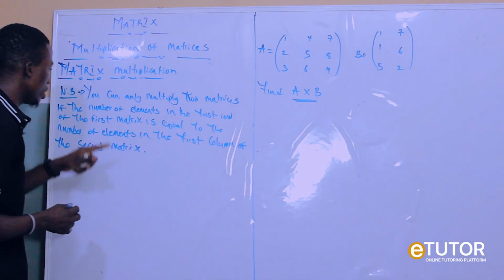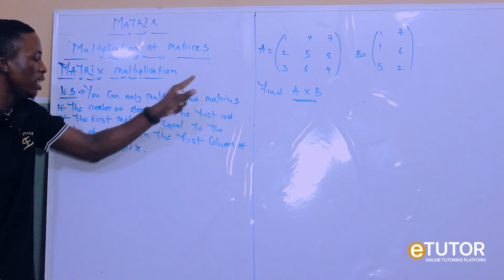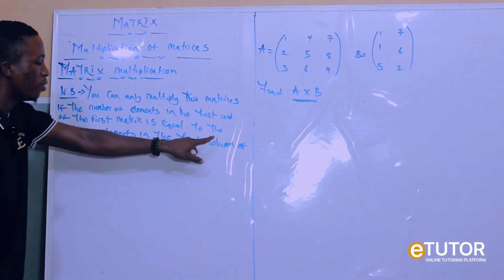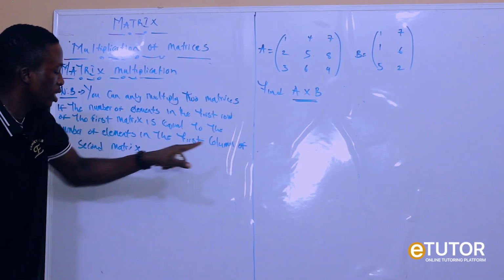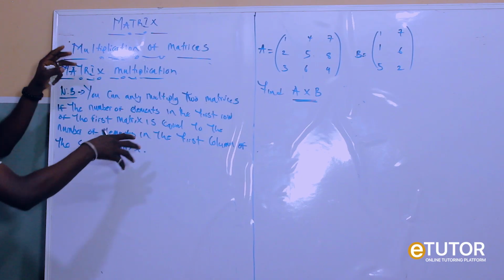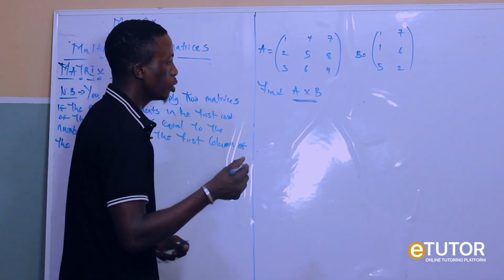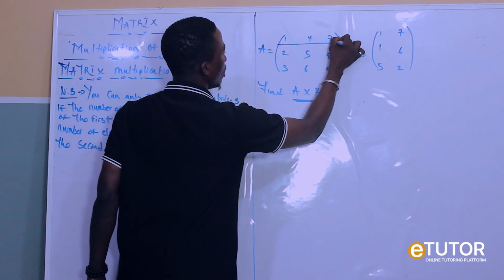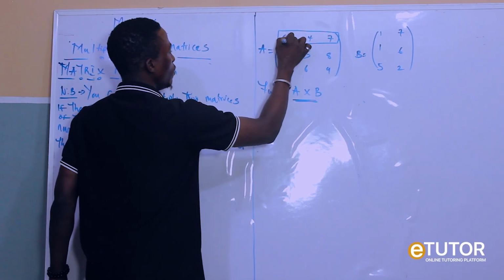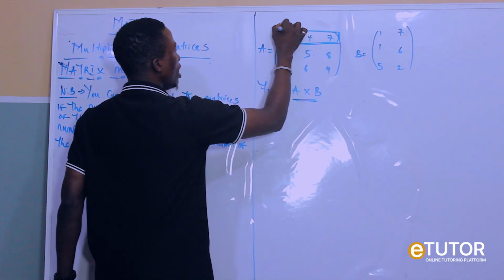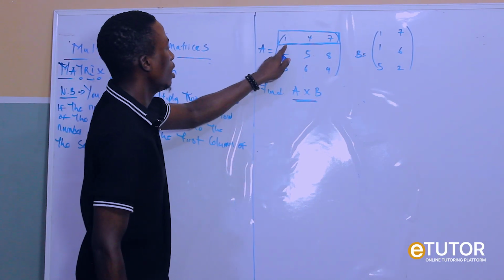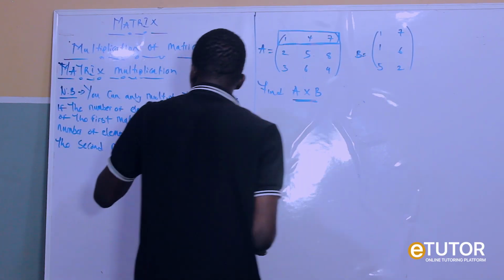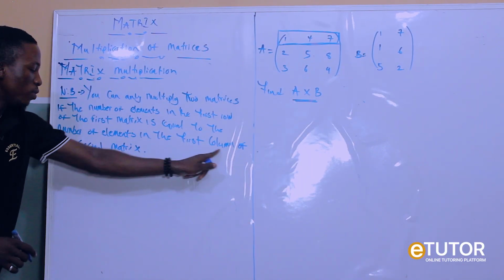Following this rule, you can only multiply them if the number of elements in the first row of the first matrix is equal to the number of elements in the first column of the second matrix. Simply put, first check the number of elements in the first row of the first matrix. How many elements are here? 1, 2, 3. It must equal the number of elements in the first column of the second matrix.